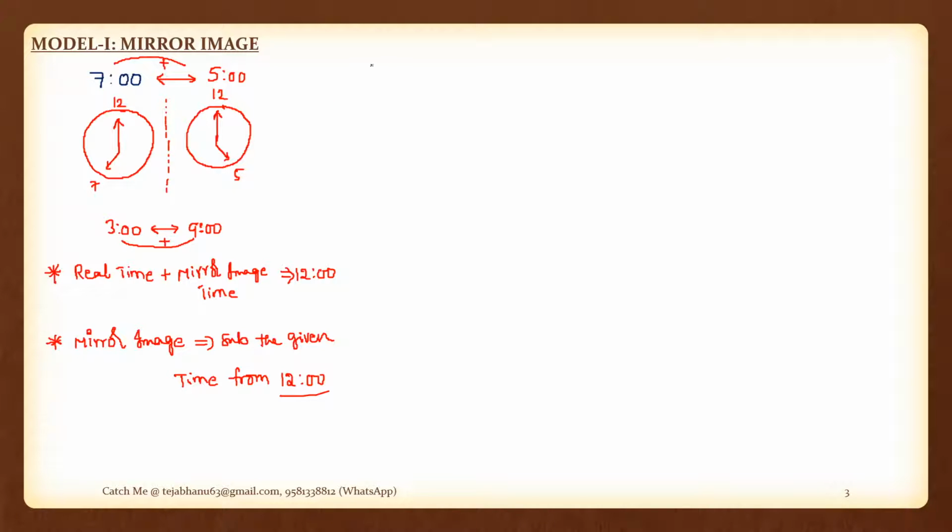Now, have a look. I want the mirror image of 2. Which I can get by 12 minus 2. It is 10 o'clock. I want the mirror image of, for example, 10 or 11. I want the mirror image of 11. It is 12 minus 11. It is 1 o'clock.